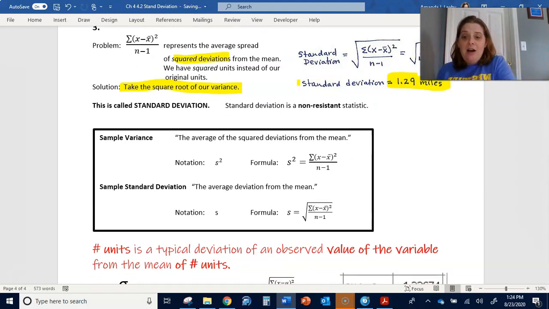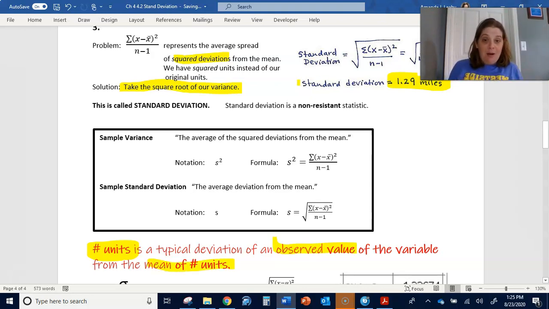It's like saying this quantity, this standard 1.29 miles, is a typical deviation, a typical difference between the values we saw and the mean number of miles. So if I was going to interpret this 1.29 miles, I would say 1.29 miles is a typical deviation between an observed distance from school and the mean 2.5 miles. Okay, so on average, we're about 1.29 miles away from the average.